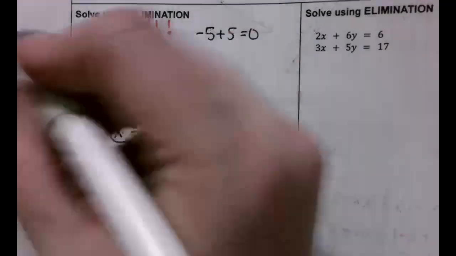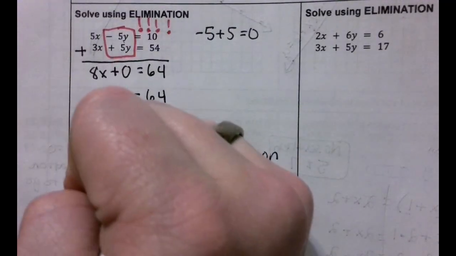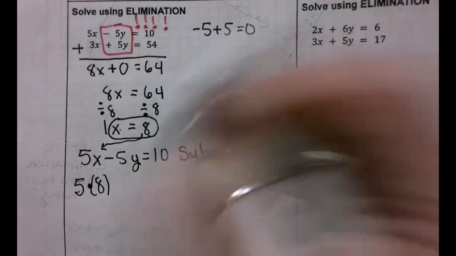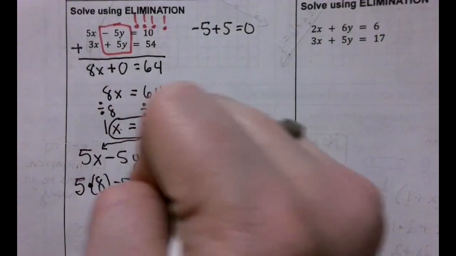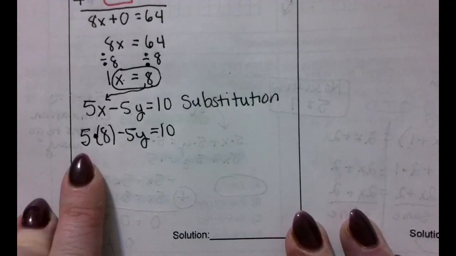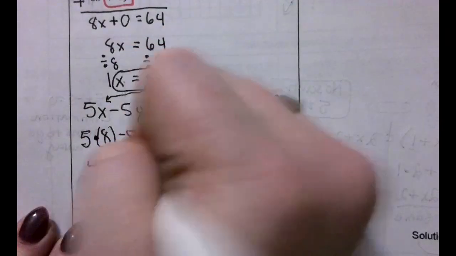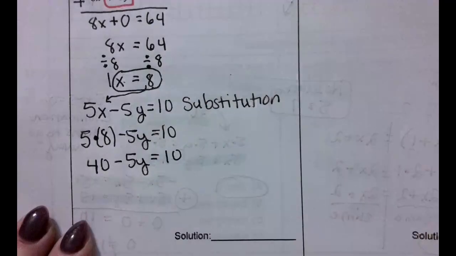Because x equals 8 means x is 8. So I'm going to put 5 times 8, or you can do the parentheses if you want, minus 5y equals 10. We always do our distribution first, so we're going to distribute the 5 to the 8. 5 times 8 is 40. Distribute really is just a fancy word for multiply. And then again, I'm bringing down my 5y, I'm bringing down my equals, and I'm bringing down my 10.